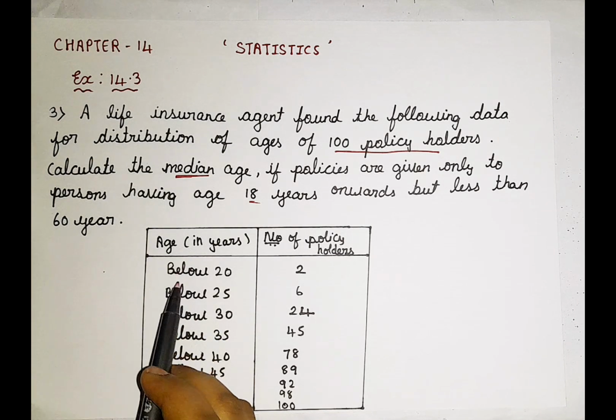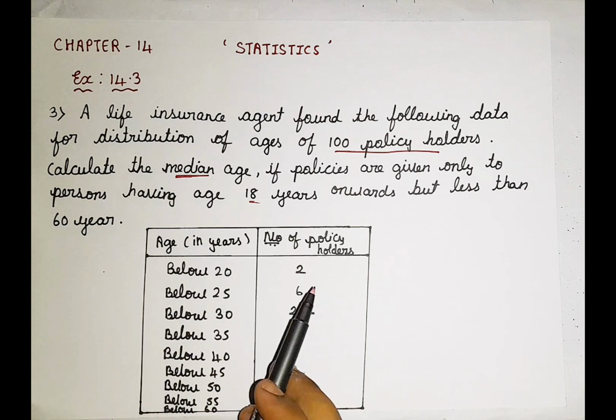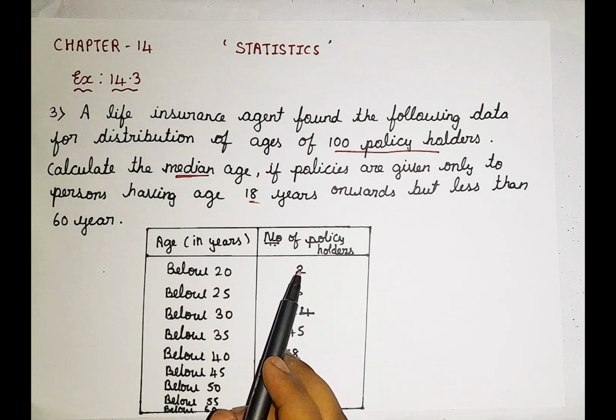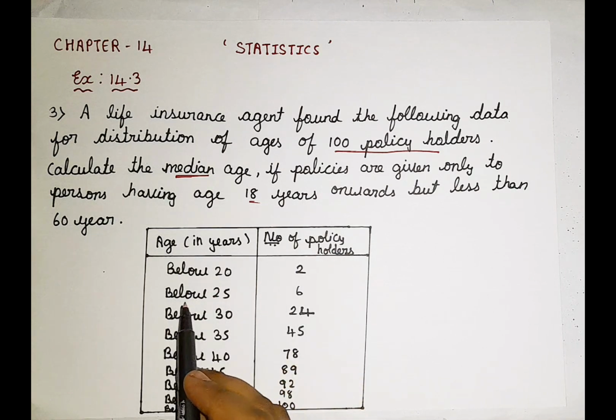So here they have represented that below 20 years there are 2 policy holders. That means 2 people are there. So policy holders means how many people, like that. So here they wrote number of policy holders. Below 25, 6; below 30, 24.